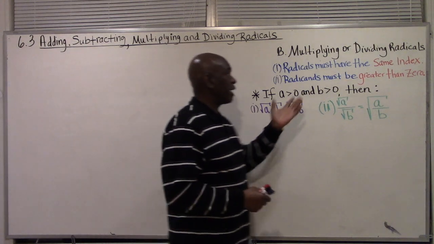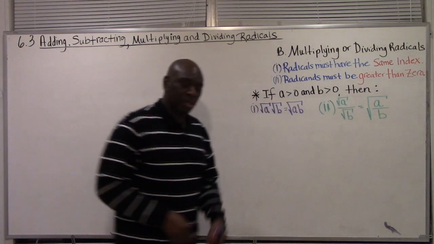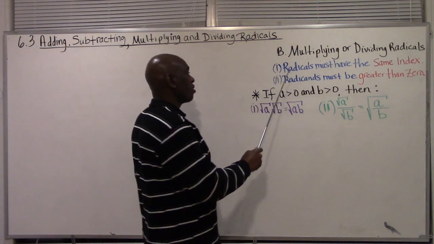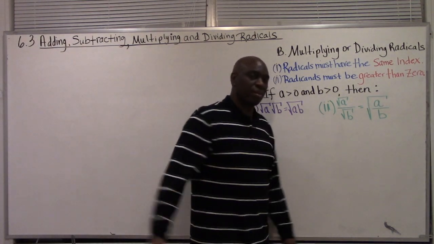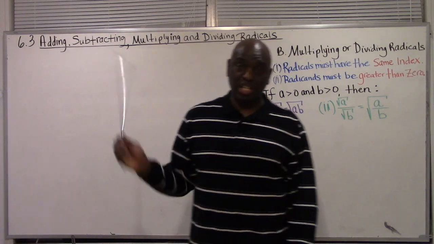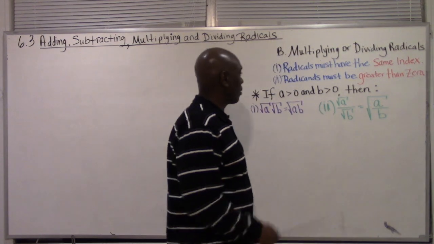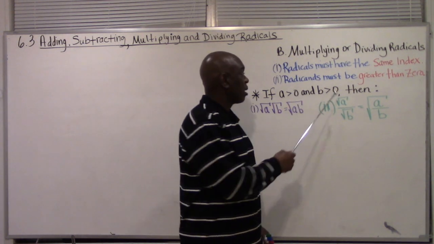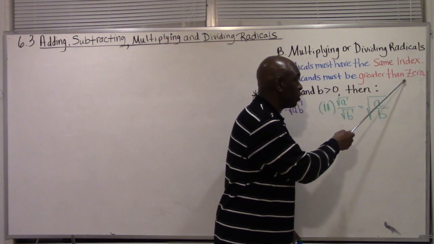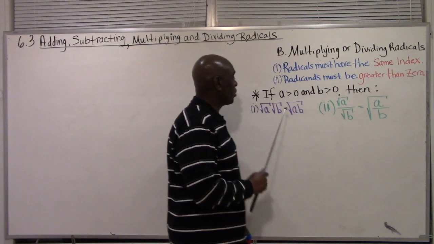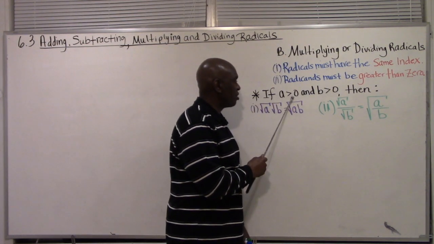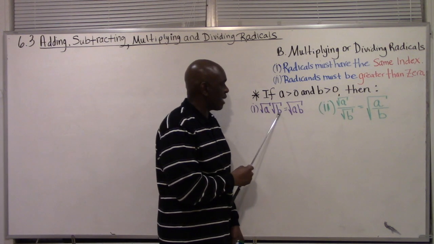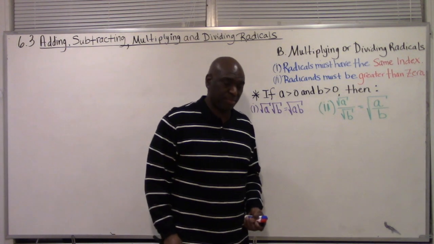Okay, so when we're multiplying or dividing radicals, the radicals must have the same index, but that comes as no surprise, just like what we had over here. And the radicands, what's on the inside, must be greater than 0. That's what this means: A is greater than 0, B is greater than 0. The radicands, what's on the inside, have to be positive.